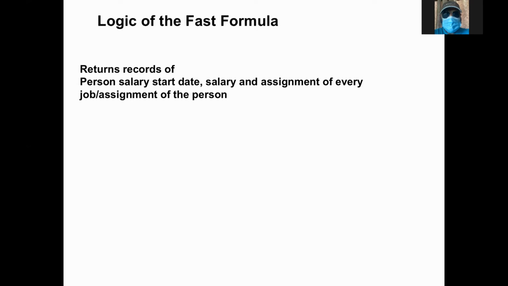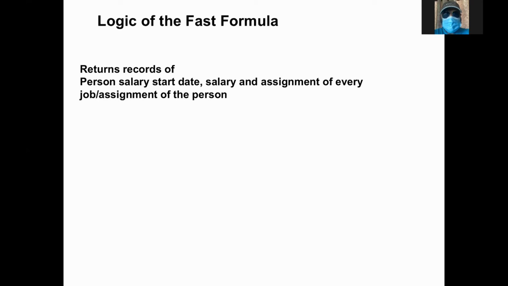In our current case, we are going to take all the assignments and get the salary start date and the salary. Then we are going to return the salary, the date, and the assignment. So the formula type we are going to use is the compensation item. So far we used the person validation formula. Here we are going to use a total compensation item formula.